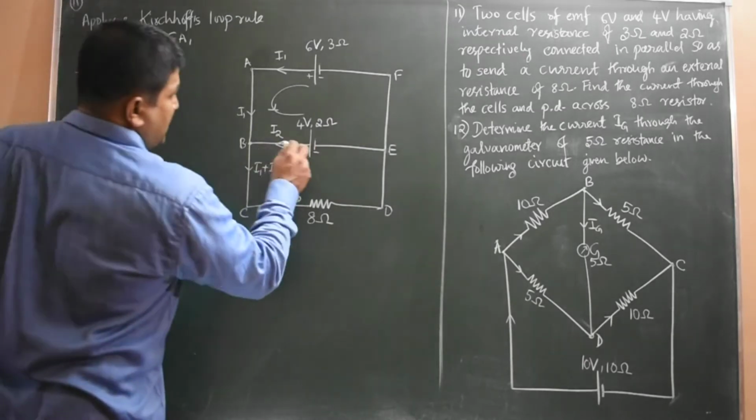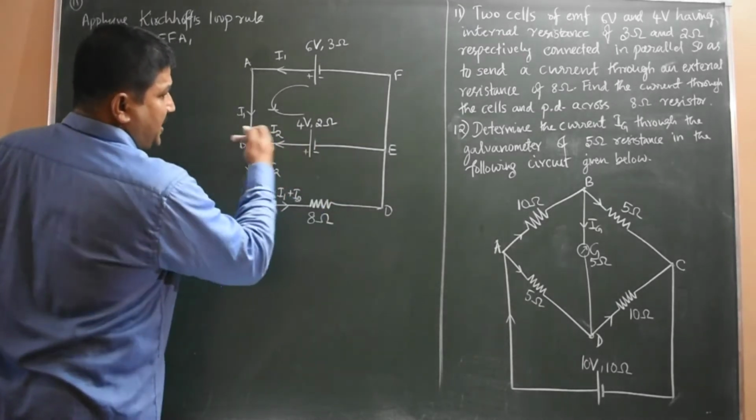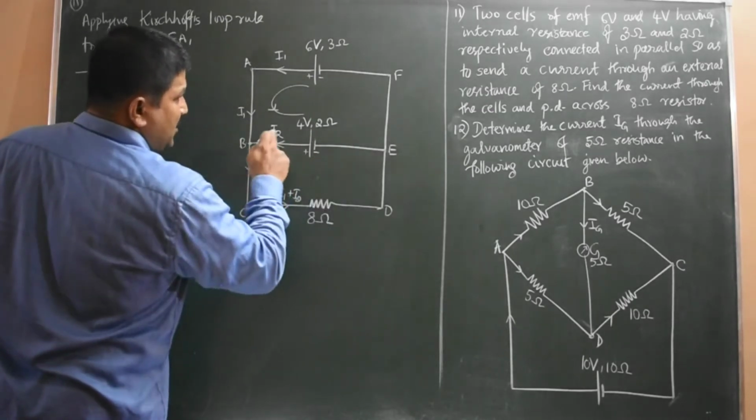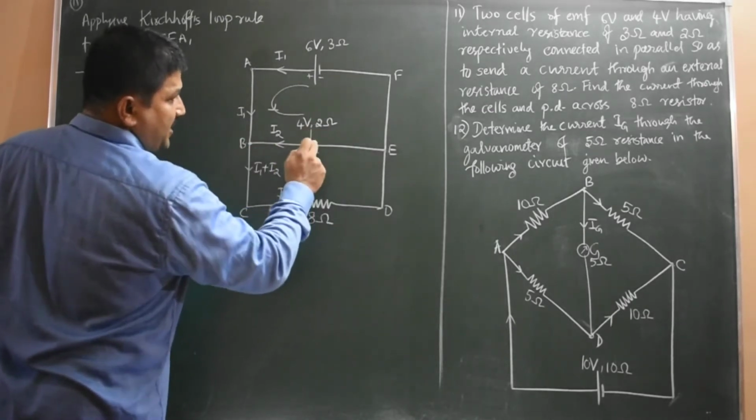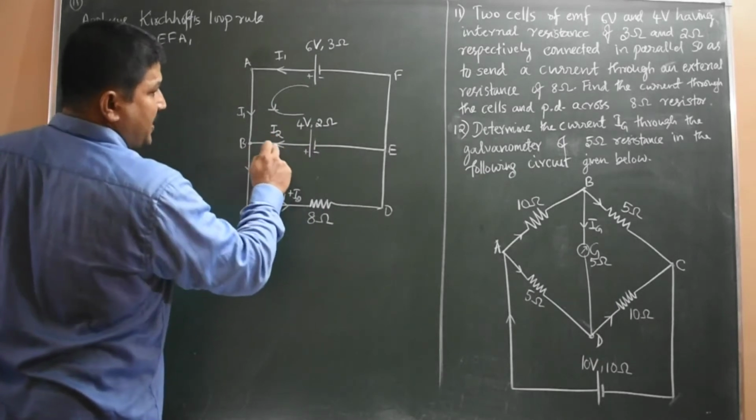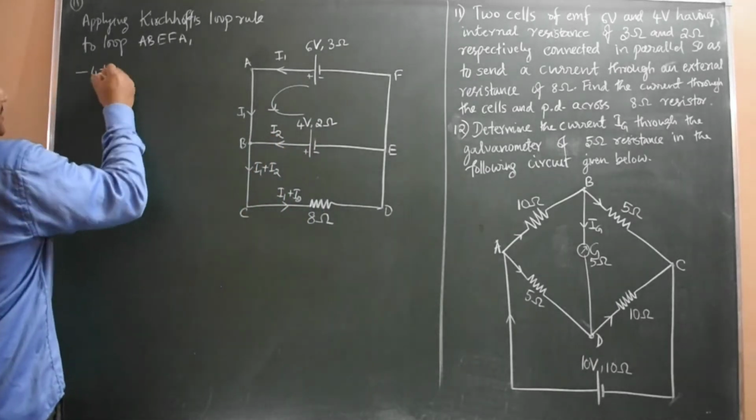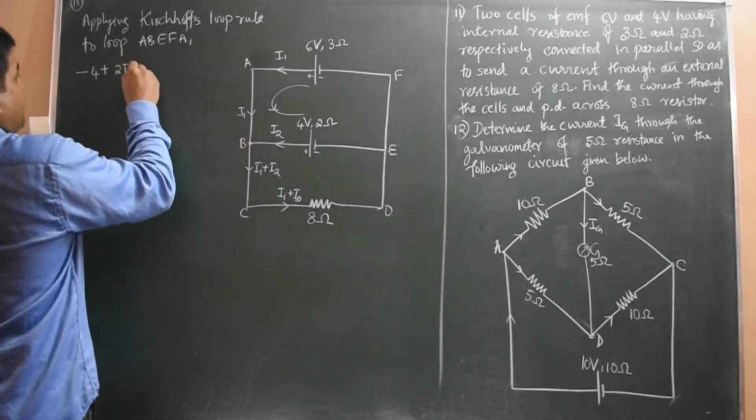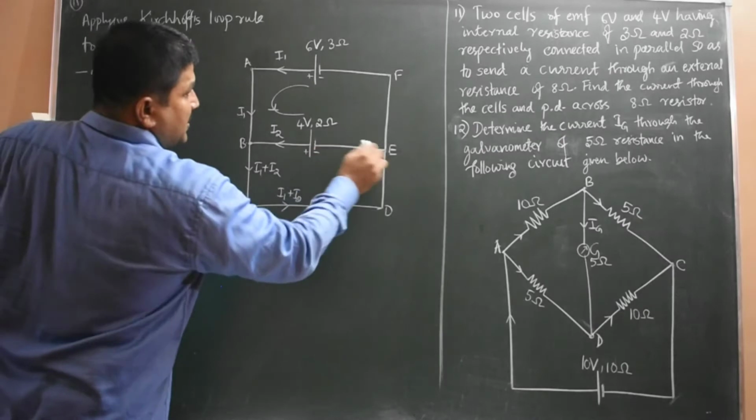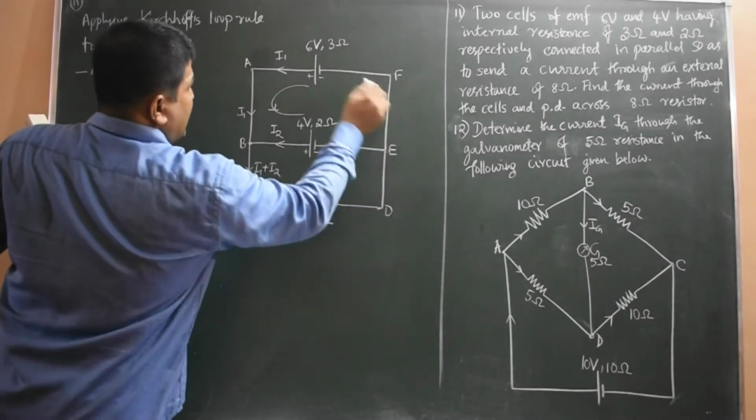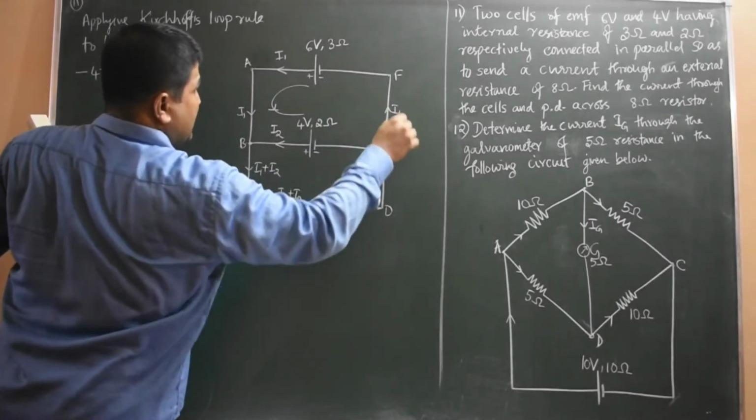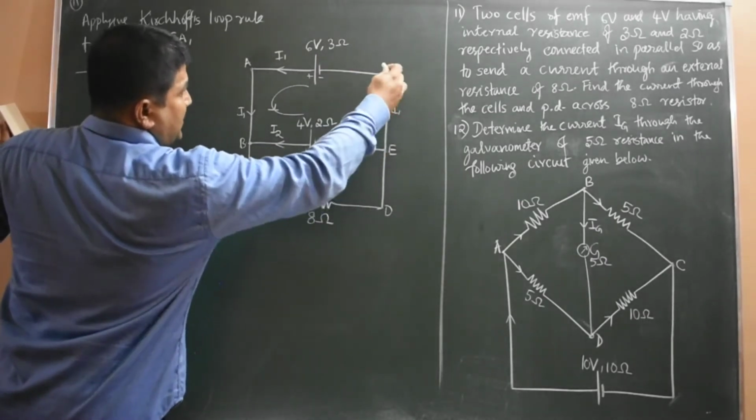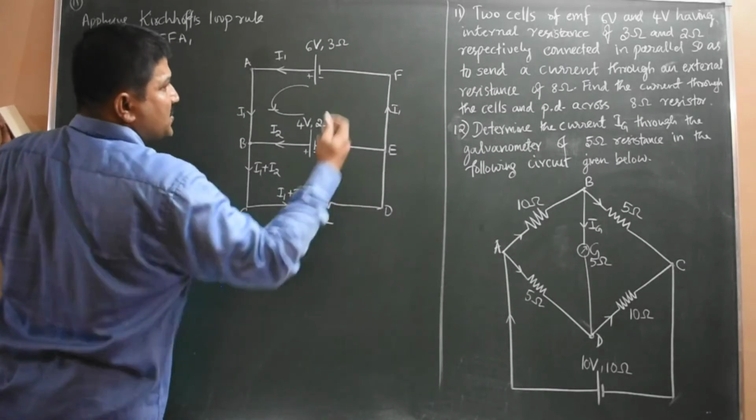Then IR product, we are moving opposite to the current direction. Current is flowing this way. We are traversing from B to E. So I into R product, resistance 2 ohm internal resistance into current, that should be taken as plus. So plus 2 into I2. Next E to F again, even though current I1 is there in that branch, but the resistance is again negligible, so you can ignore.